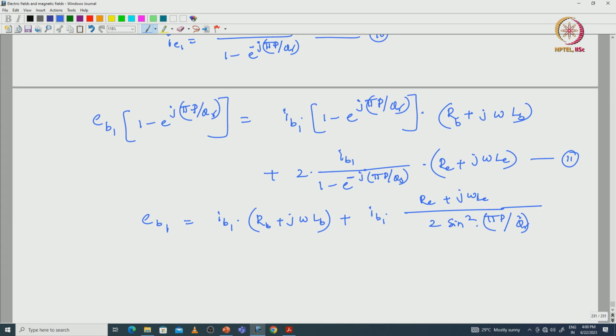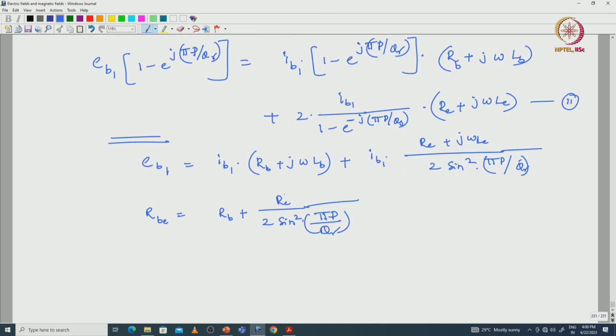Sine square by 2 into sine square pi into P by QR, we will get it. I am not deriving the in-between steps; you just rearrange the terms here and find the equation in this fashion. Then by equating the real and imaginary terms, the effective resistance of the bar is equal to RB plus Re divided by 2 into sine square pi into P by QR. This is the effective resistance of a bar.